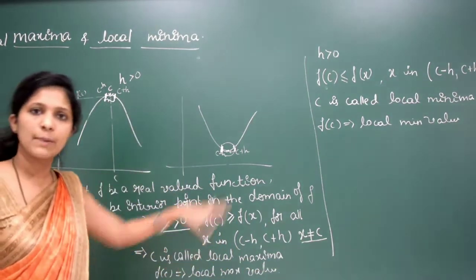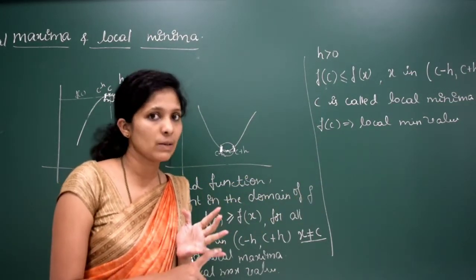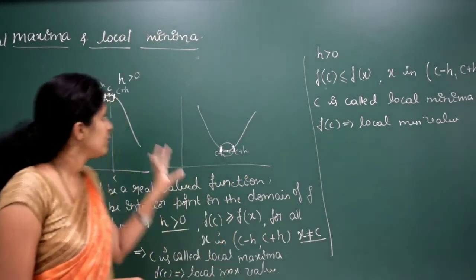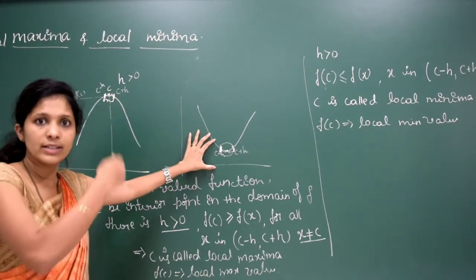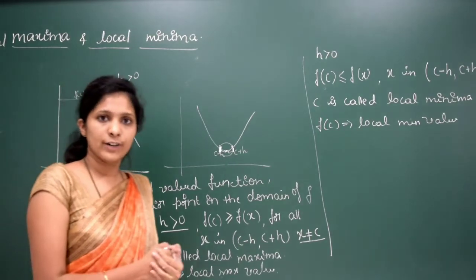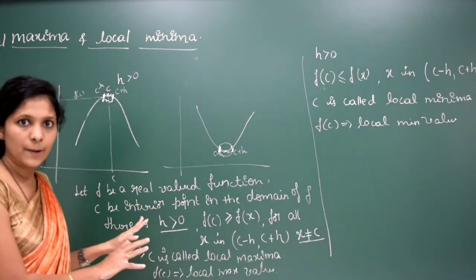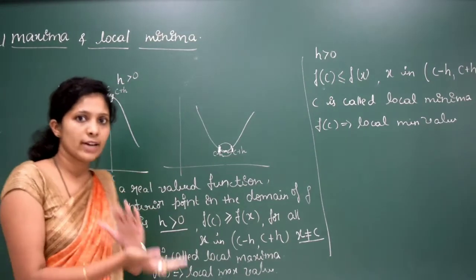Okay, so this is only about the geometrical representation. But to find the values of local maxima and local minima, we cannot use this one. By drawing the graph, it is not possible. There is another method. By using a theorem, we can find the local maxima and local minima. Just understand the concept, okay? Maximum value understood, minimum value understood.